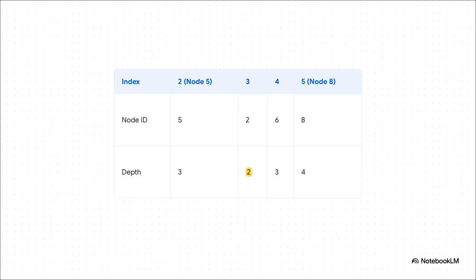Now here's the magic. The LCA of any two nodes, A and B, is simply the node with the minimum depth in our Euler tour array between the first time we saw A and the first time we saw B. It just works. Why? Because any path from A to B has to go up through their LCA. So by turning this into a range minimum query problem and using some other data structures, we can actually answer LCA queries in constant O(1) time. It's literally the fastest possible.